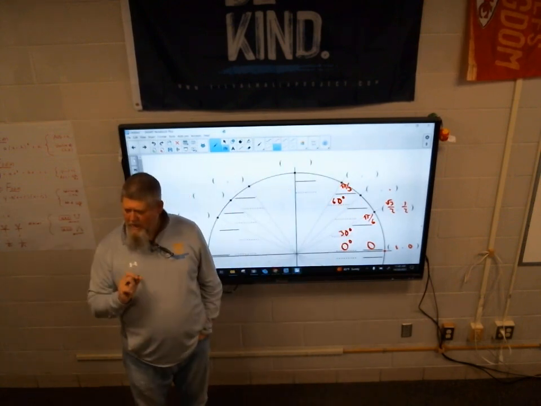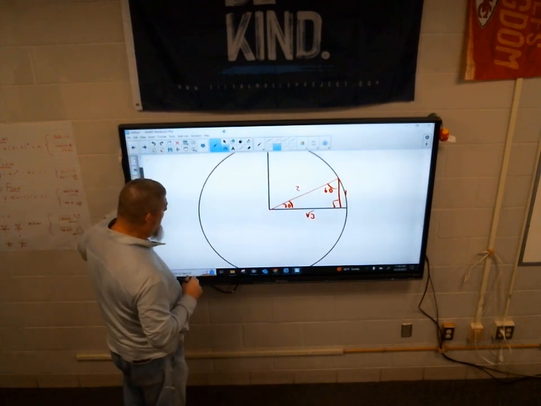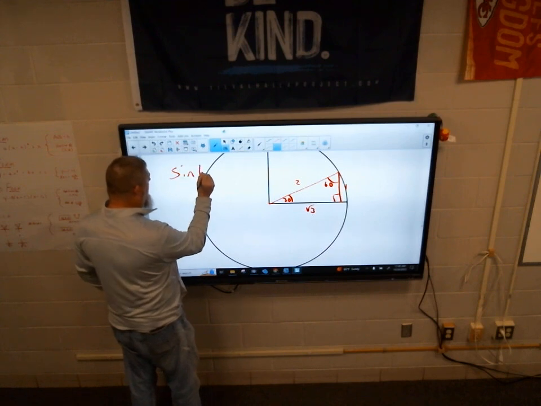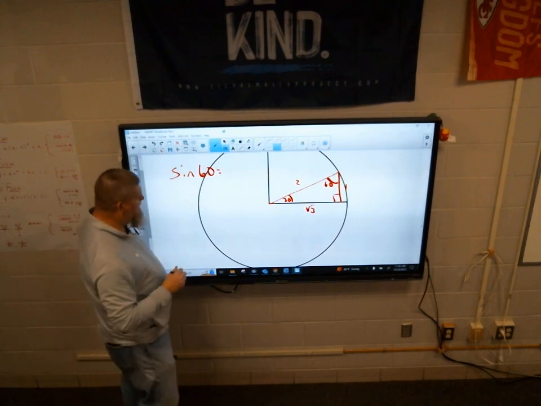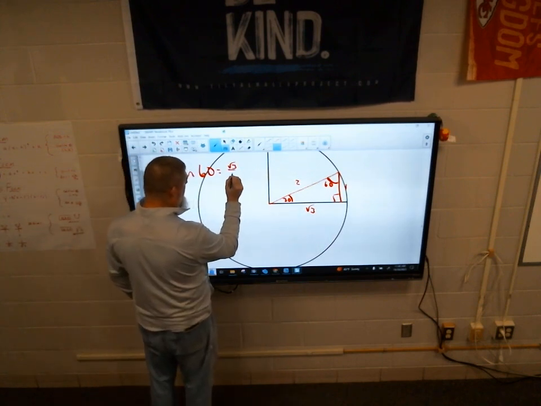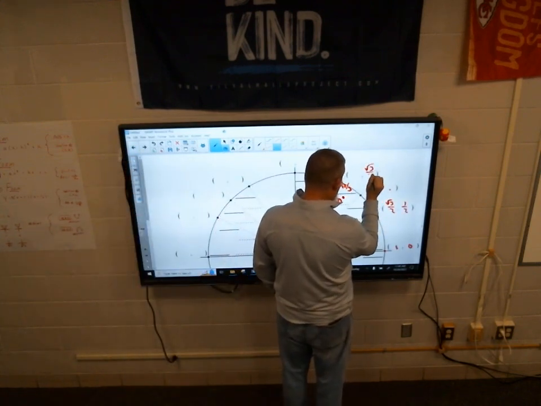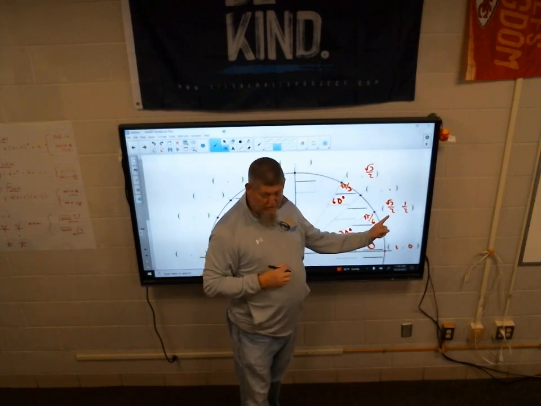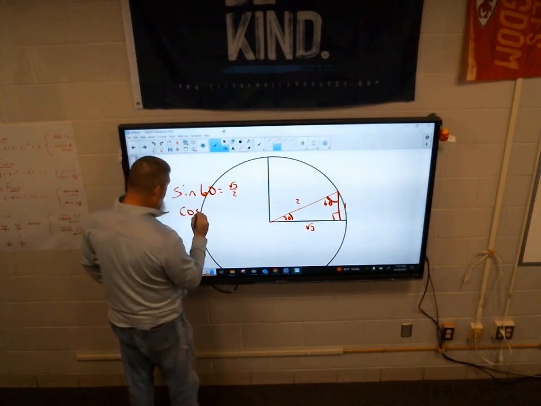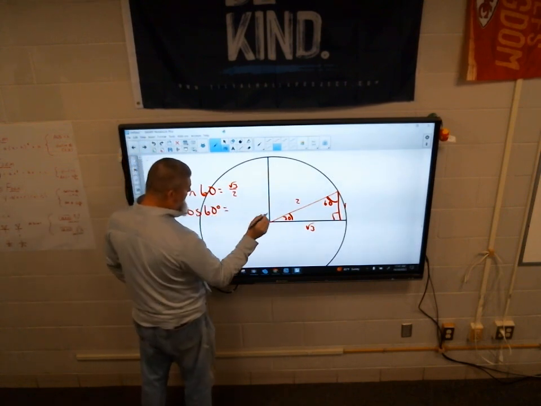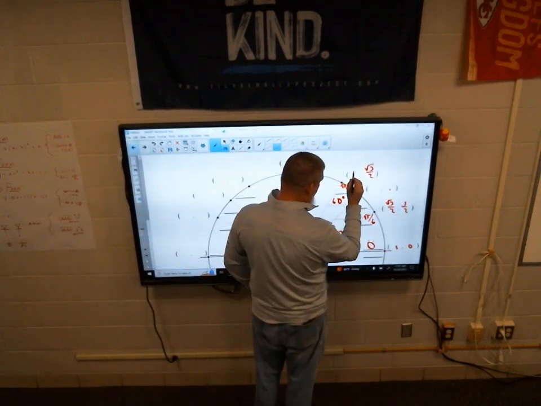Now remember, what does the co mean? Complementary. Okay, let's see if we can make a connection. What is the sine of 60? So we have a 60-degree angle. What's the sine? Square root of 3 over 2, right? So the sine of 60 is the square root of 3 over 2, which happens to be the cosine of 30. Cool. What is the cosine of 60 degrees? Adjacent over hypotenuse, 1 over 2, which happens to be the sine of 30.